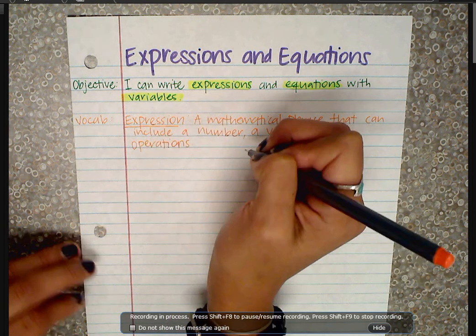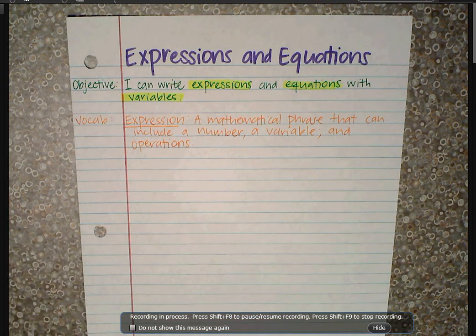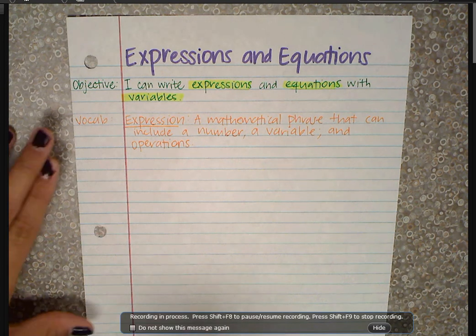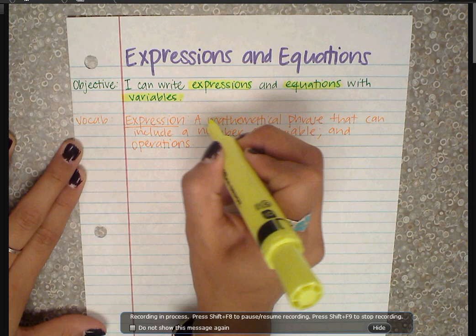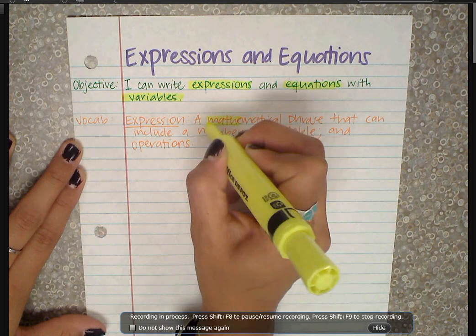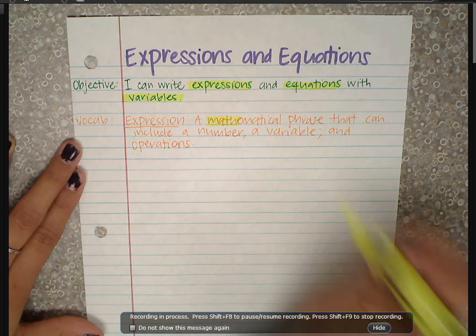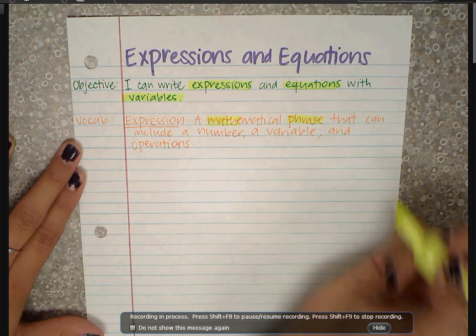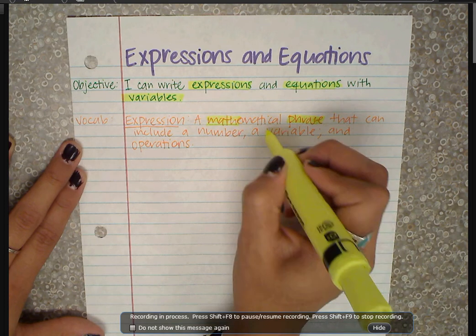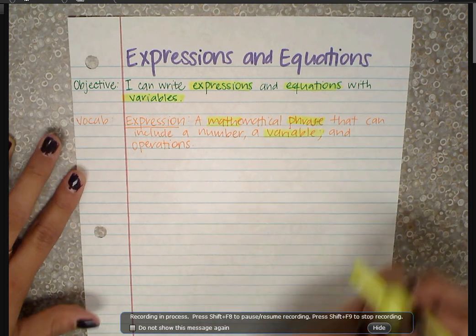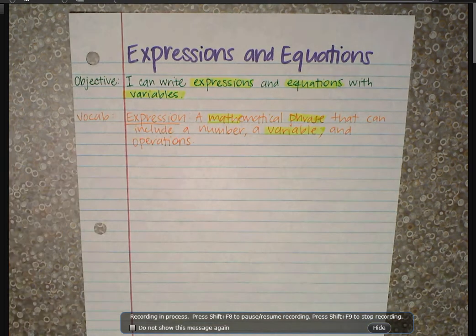Now, I bet there might be some words in there that you're not quite sure of. Okay, so let's look at mathematical. Highlight the word math in mathematical. Okay, let's highlight the word phrase. And let's highlight the word variables again. Remember what variables are? They are letters used to represent numbers. And let's go ahead and highlight the word operations.